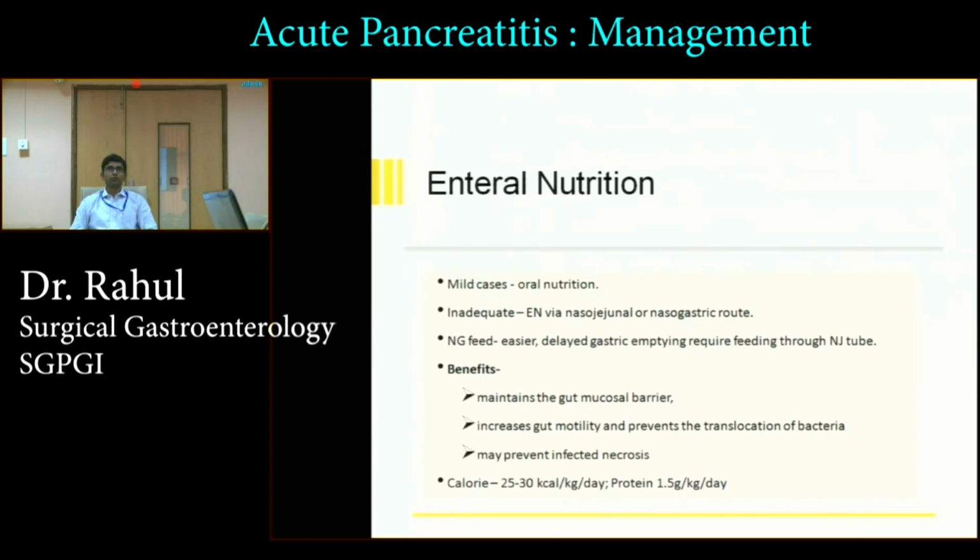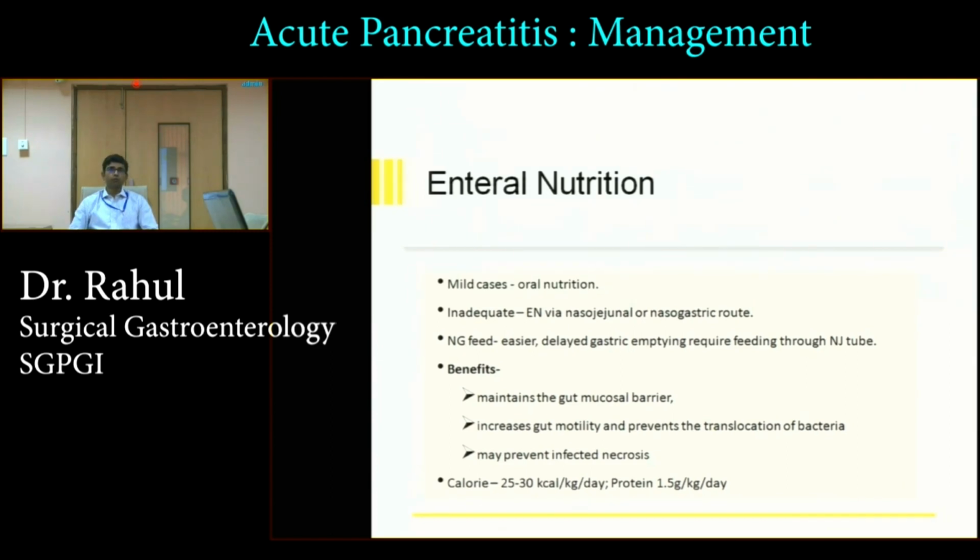So what are the benefits of enteral nutrition? It maintains the gut mucosal barrier, because it prevents the translocation of bacteria from the large bowel and small bowel to the blood vessels. And this is because when you give enteral feeding, the bacterial milieu of the intestine is maintained, and it may also prevent infected necrosis, because translocation of bacteria is not only to the bloodstream, but it also translocates to the collections as well.